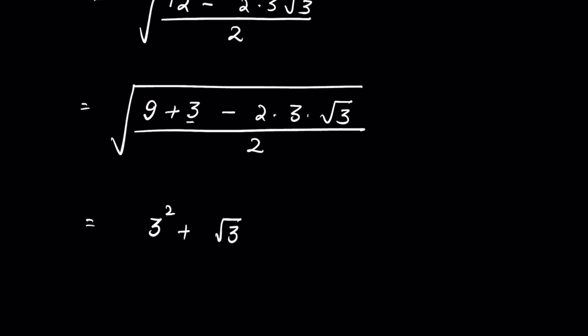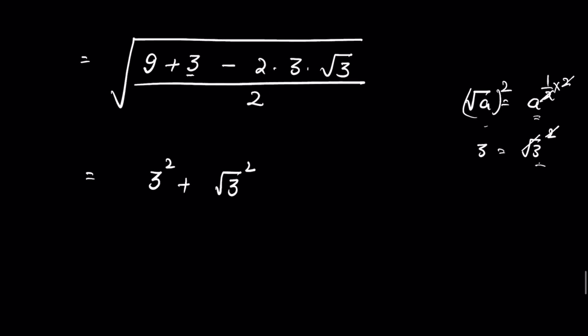Or 9 we can write it as 3 square, plus 3 we can write it as square root of 3 square, because when a is under square root, it means a is raised to the power of 1 upon 2. When we square it, the exponent is also multiplied by 2. So 2 and 2 get cancelled. So a number can be written as the square of its square root. So 3 can be written as square root of 3 square, because then square root and square get cancelled and it is equal to 3.